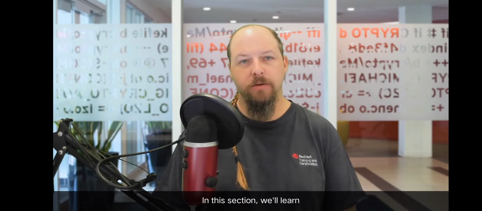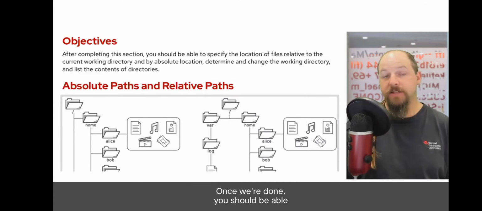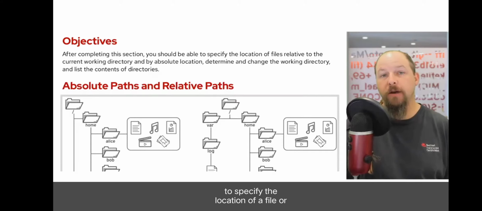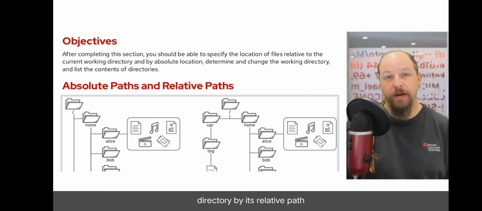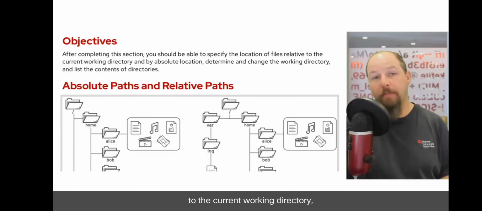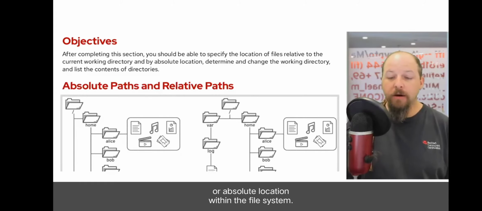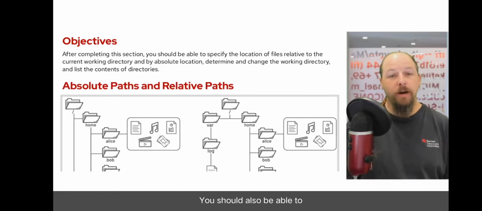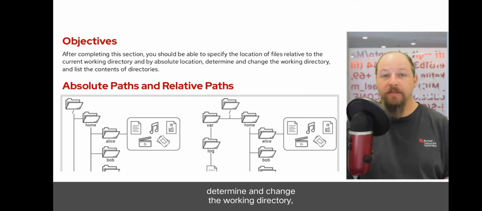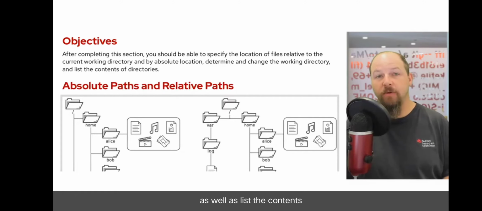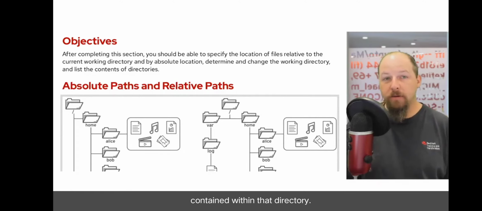Welcome back to our course. In this section, we'll learn about locating files by name. Once we're done, you should be able to specify the location of a file or directory by its relative path to the current working directory or absolute location within the file system. You should also be able to determine and change the working directory, as well as list the contents contained within that directory.